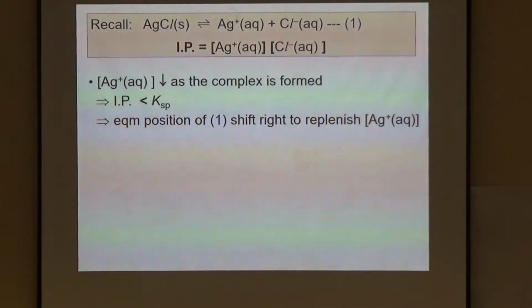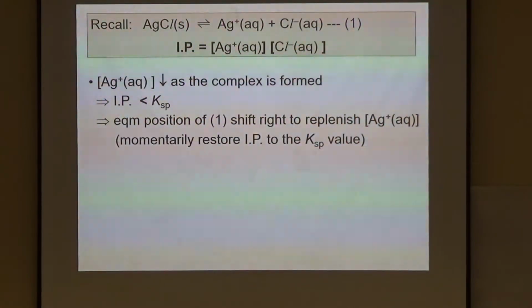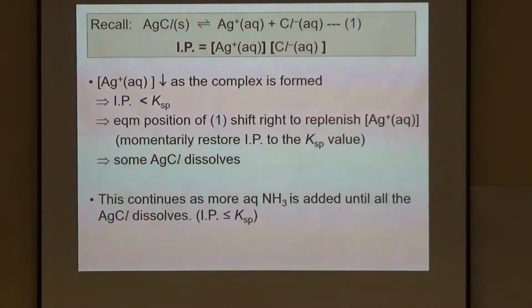Therefore, when that occurs, equilibrium 1, which is the dissolving of the silver chloride, will shift to the right. Because you're removing Ag+, it will shift to the right to replenish some of the Ag+. And then it will stop when the ionic product reaches a maximum value, which is the KSP value. Okay? So some silver chloride dissolves. Now, if you add more ammonia again, then this process occurs again until all of the silver chloride dissolves.